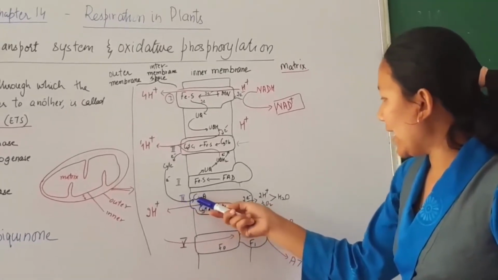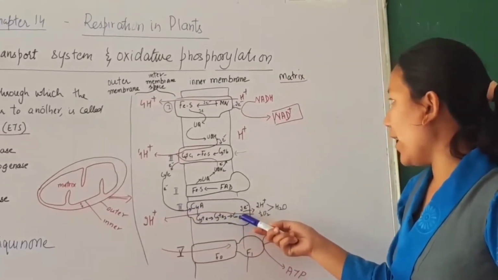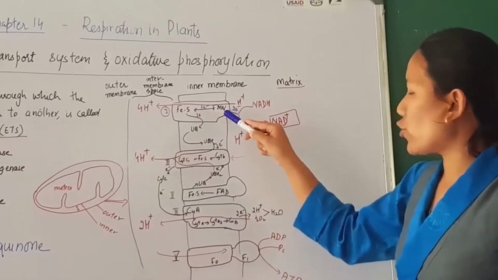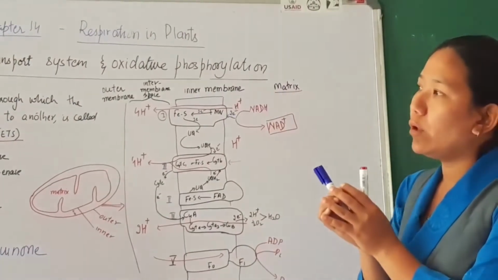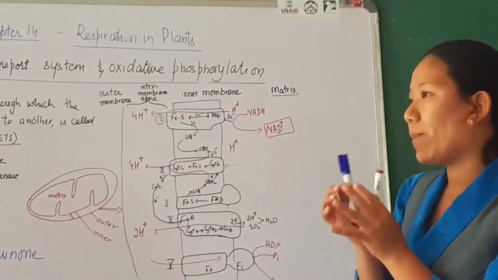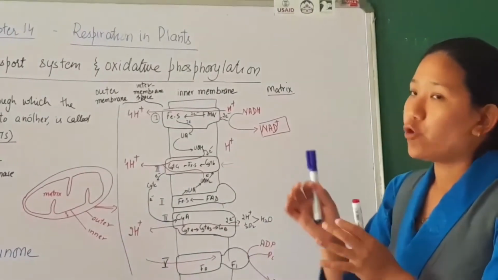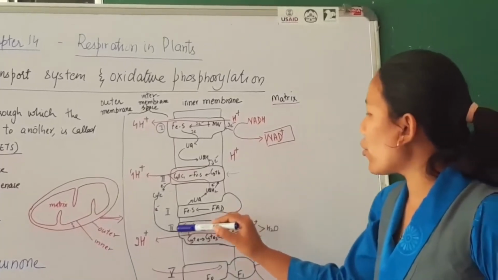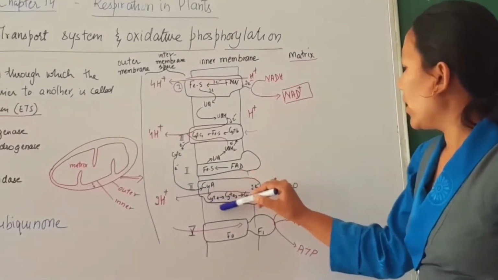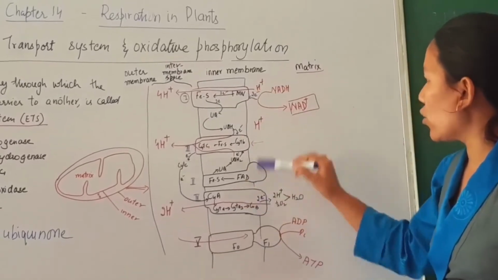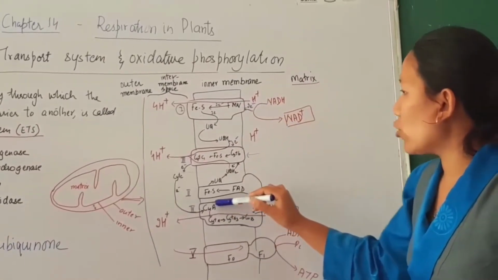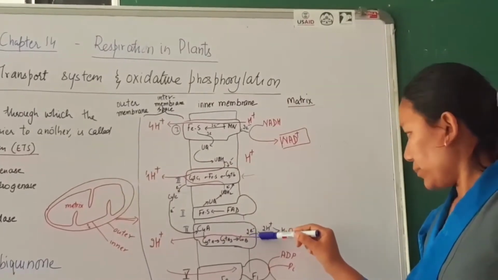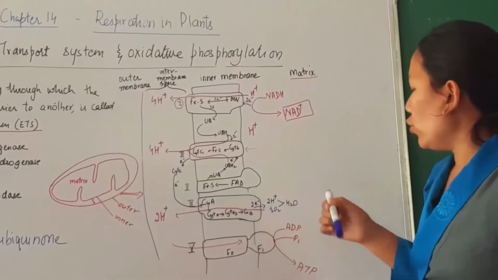Here the electrons are being passed, and during the transfer, the electron will not remain with one particular organic molecule. It is passed from one carrier to the next. Now the final acceptor of electrons here in the intermembrane space, on the inner membrane, is complex number 4, and this complex number 4 passes on the electron to oxygen.